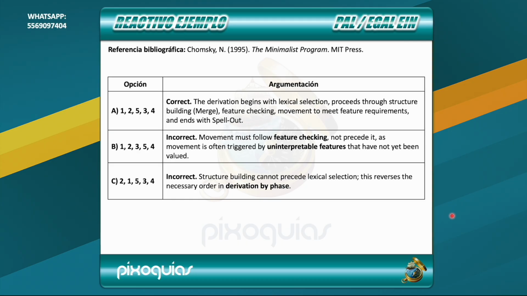The correct answer is A, because the derivation begins with lexical selection, proceeds through structure building like merge, feature checking and movement to meet feature requirements, and ends with spell out.